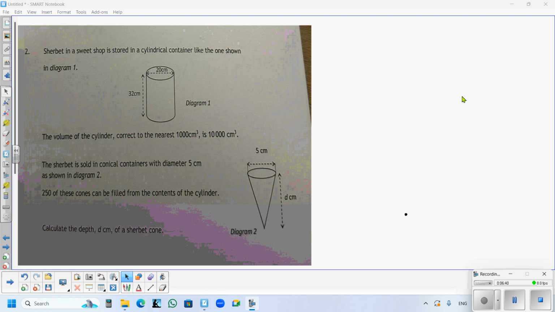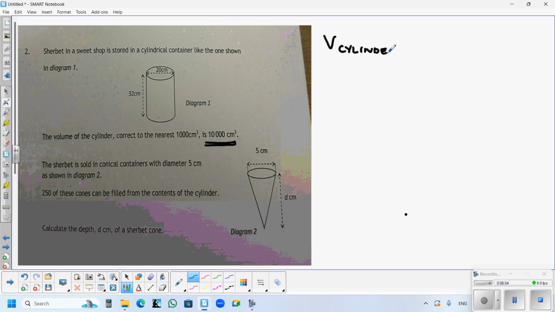Right, so we know that the volume, they've already told me what this is, they've worked it out already. The volume of a cylinder is pi r squared times h. But they're telling me the answer to that, so I don't need to work that out. I don't know why they've given me all these values. So I know that the volume of that is 10,000 centimetres cubed.